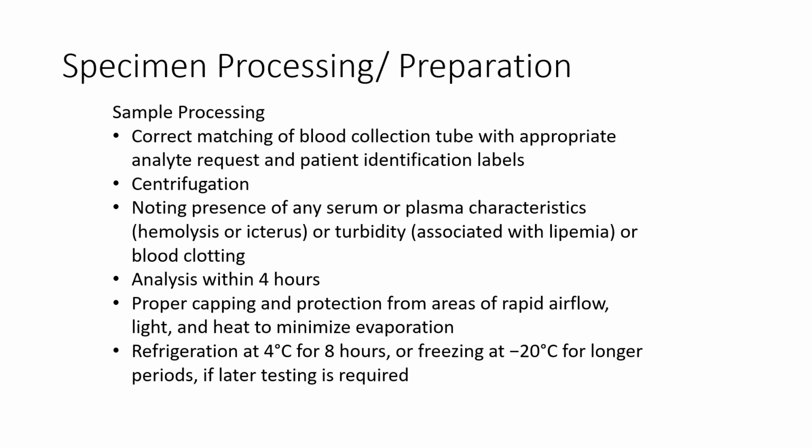Centrifugation: note the presence of any serum or plasma characteristics, such as hemolysis, icterus, or turbidity associated with leukemia, or blood clotting. You want to analyze samples within 4 hours if possible. Use proper capping and protection from areas of rapid airflow, light, and heat to minimize evaporation. Refrigerate at 4 degrees Celsius for 8 hours, or freeze at minus 20 for longer periods if later testing is required. Some specimens can't be refrigerated or frozen, so once collected, they have to be processed almost immediately or they won't be stable. It all depends on what test was ordered.